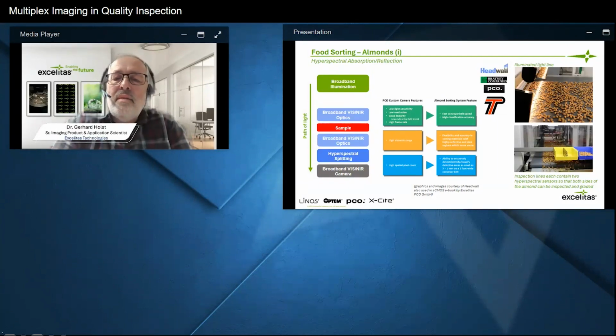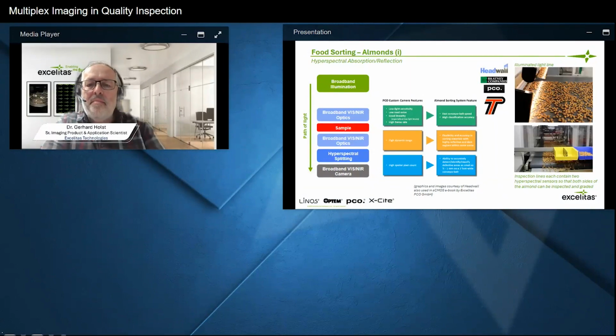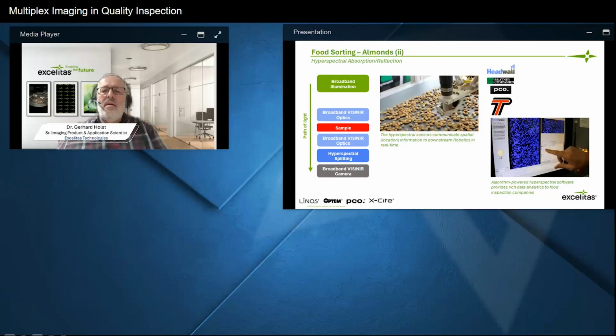And this could then be coupled with a faster conveyor speed, as well as having the possibility to get multiple information independent of the position of the almonds. Finally, they achieved with the two-camera system a high accuracy in detecting. Again, two different images from these applications.